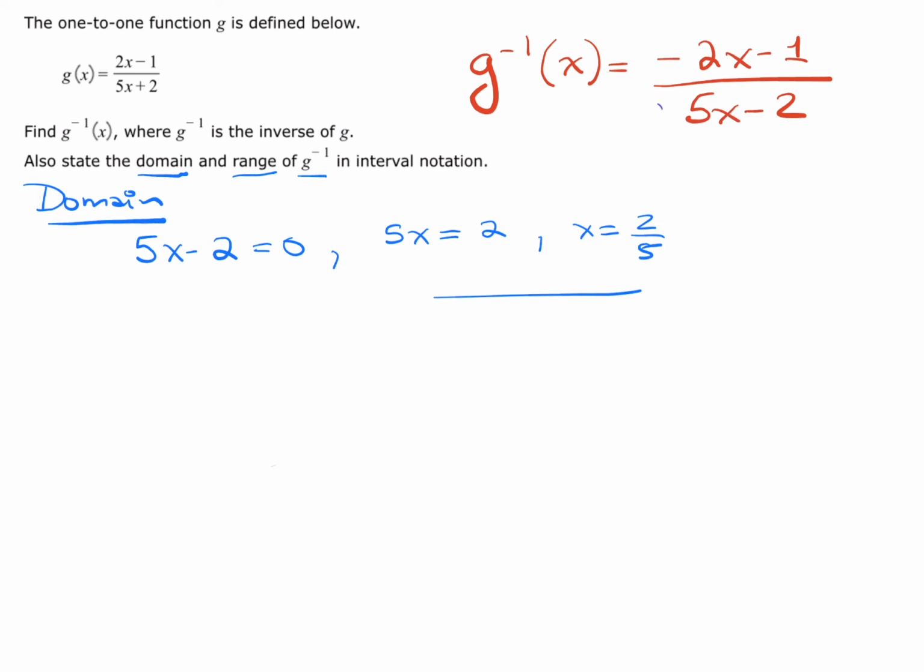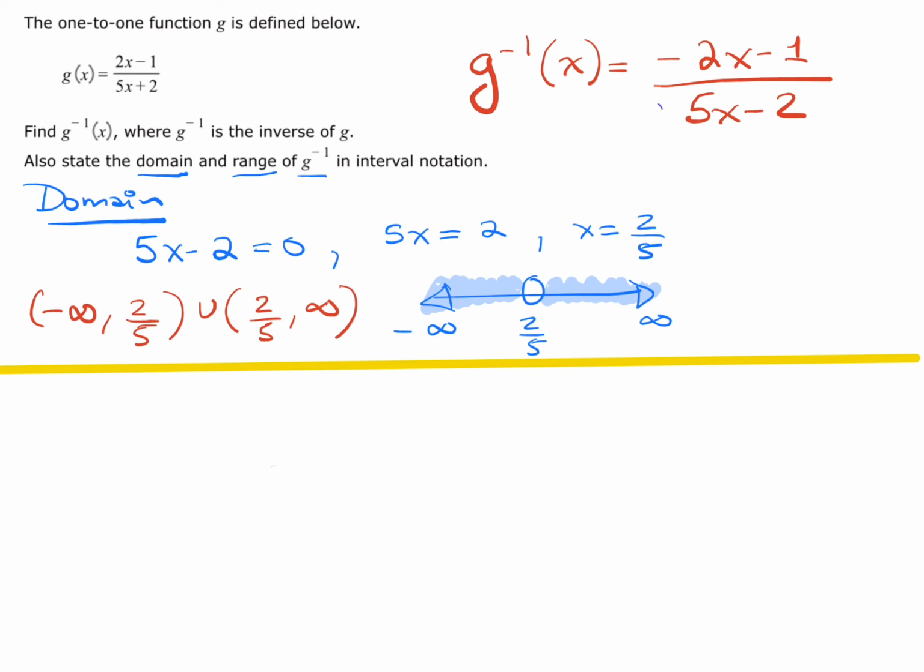And then we make our real number line that goes from negative infinity to infinity. We mark 2/5, and the domain of g inverse is all real numbers except this number. So in interval notation, we write negative infinity, 2/5, union, 2/5, infinity.